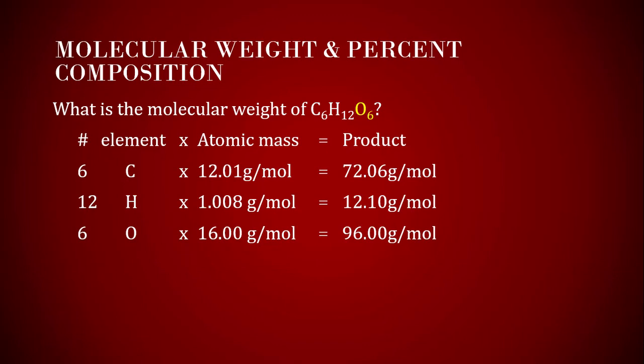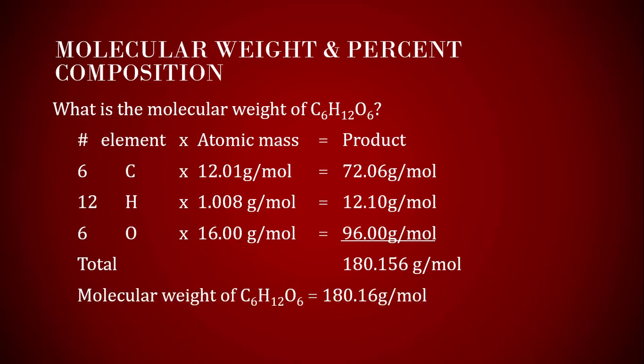We now have all of the parts, so the whole is the sum of the parts, and you get 180.156 grams per mole, which with correct sig figs is 180.16 grams per mole. The molecular weight of C6H12O6 is 180.16 grams per mole. So that's pretty simple to set up, especially if you follow this methodology, but you don't have to.